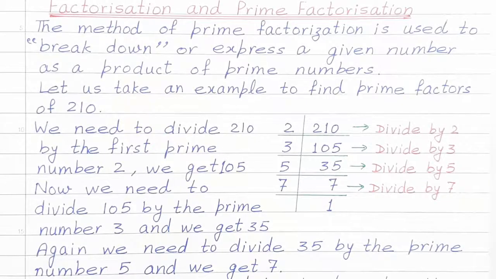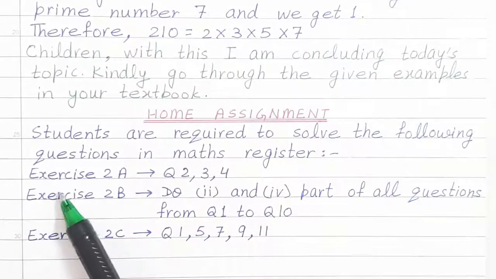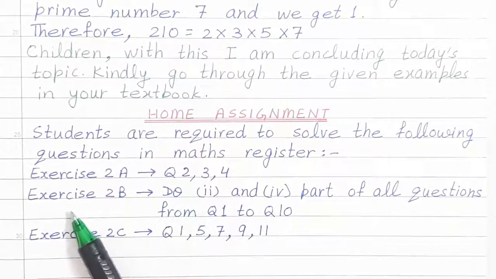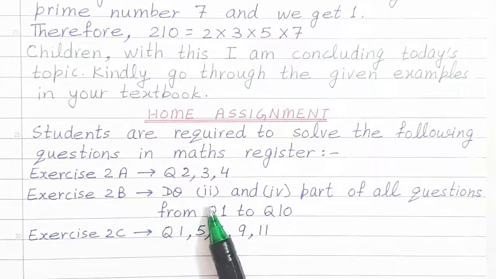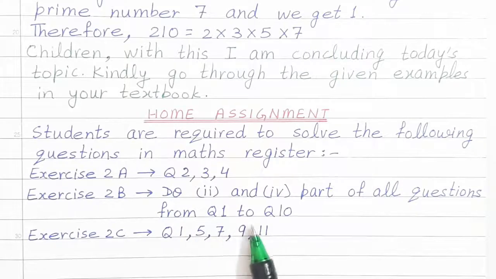Now children, with this I am concluding today's topic. Kindly go through all the examples given in your book and do the following assignment. Exercise 2A, question number 2, 3 and 4. Exercise 2B, do second and fourth part of all the questions from question 1 to question 10. And from exercise 2C, question 1, 5, 7, 9 and 11.